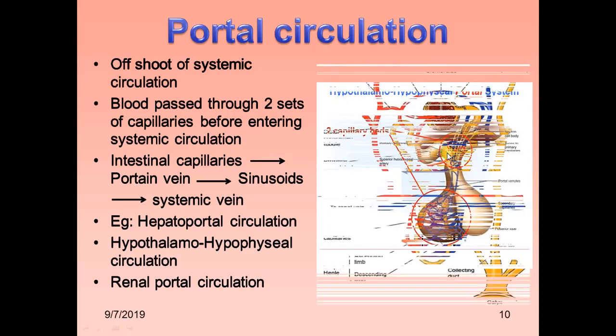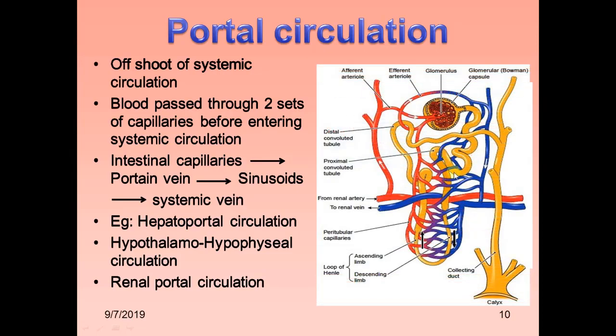The next type, one more type of portal circulation you come across, is in the kidneys. In the nephrons, you can see one set of capillary plexus. The glomerulus is a tuft of capillaries. Then the efferent arterioles start, and from there you see another set of plexus, which is called the peritubular plexus. So 2 sets of capillaries are present, which is a characteristic feature of any type of portal circulation. So we have seen portal circulation in the intestine, in the pituitary gland, the hypothalamo-hypophyseal portal circulation, and the renal portal circulation.